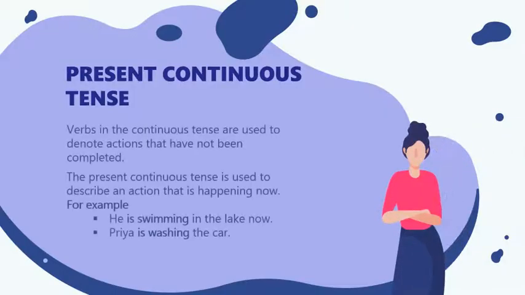Now let's learn about the second form, present continuous tense. Verbs in the continuous tense are used to denote actions that have not been completed. The present continuous tense is used to describe an action that is happening now. For example, he is swimming in the lake now. Second example, Priya is washing the car.